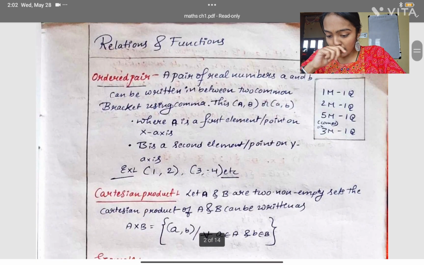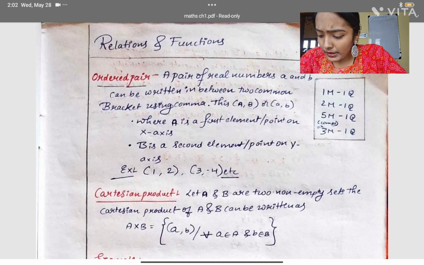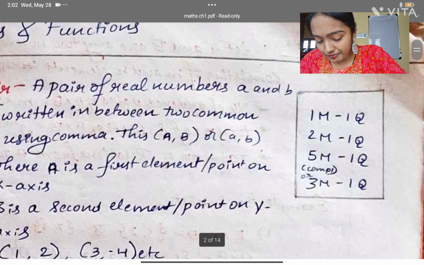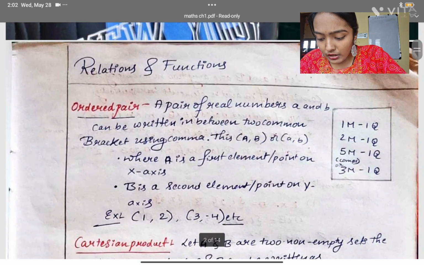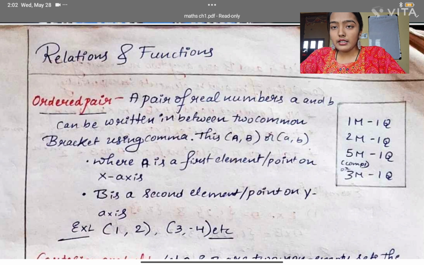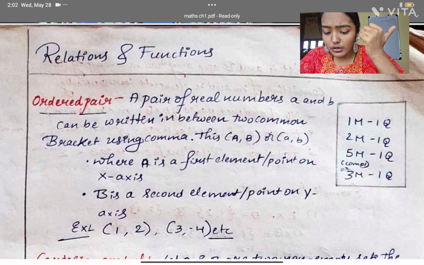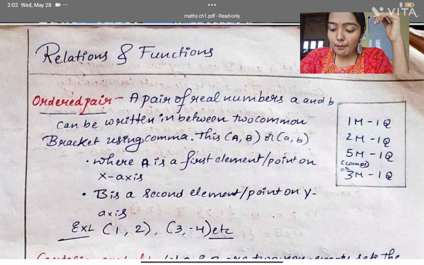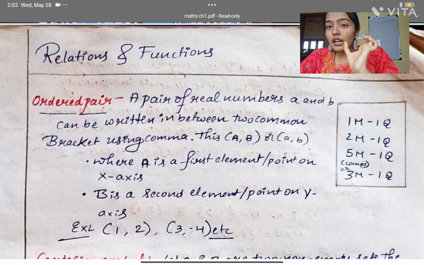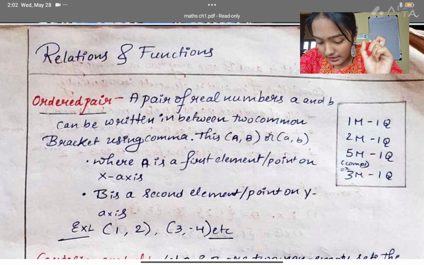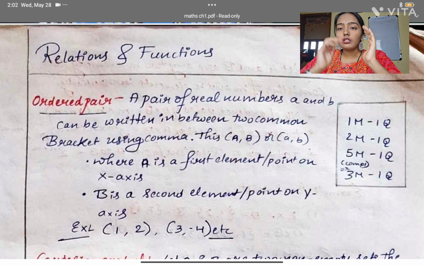So first one we will see is ordered pair. Basically, I have already written that a total of 8 marks can be expected from this chapter. A pair of real numbers a and b can be written in between two brackets, which means there are two elements a and b. These are the elements. A pair of real numbers a and b are terms we are using to represent the real numbers, written in between two brackets using a comma.